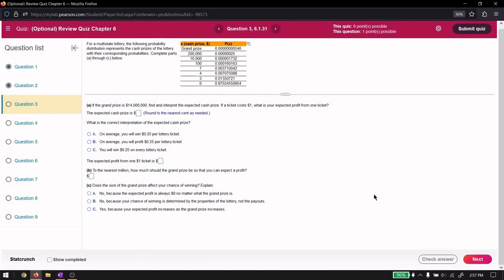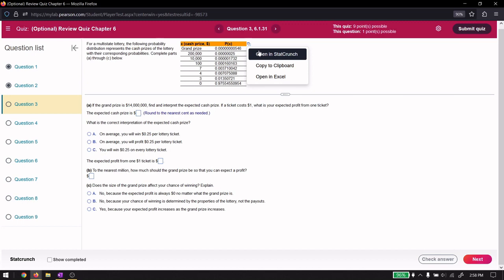Okay, we have a multi-state lottery with the following probability distribution for the cash prizes. So it says the grand prize is 14 million, right? That's going to be the cash prize there. And then we have 200,000, 10,000, 100, 743, and then of course most everyone gets $0 because they just lose the lottery. Okay, what is your expected profit from one ticket?